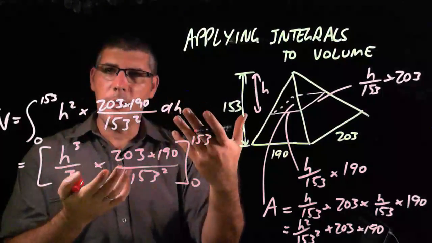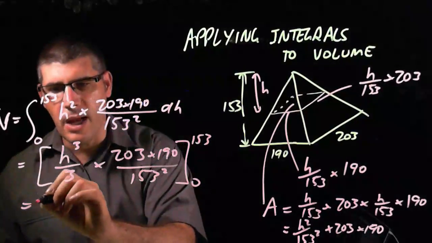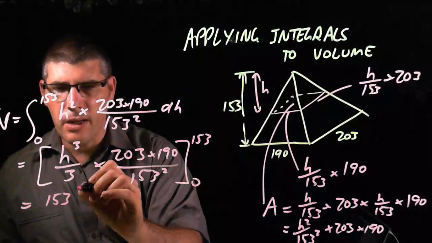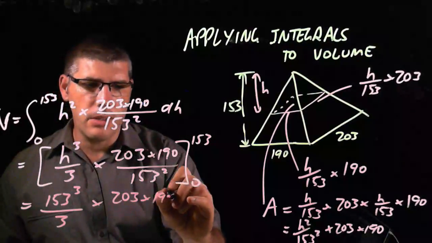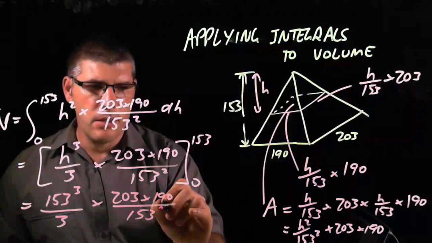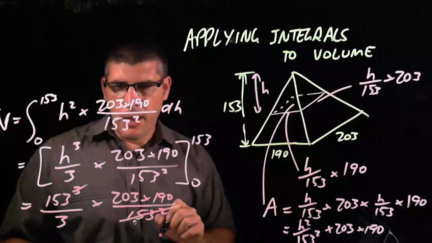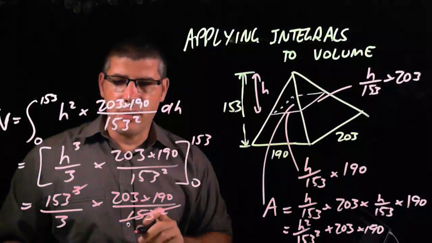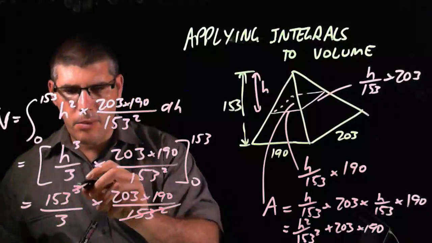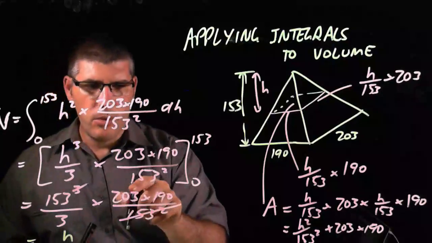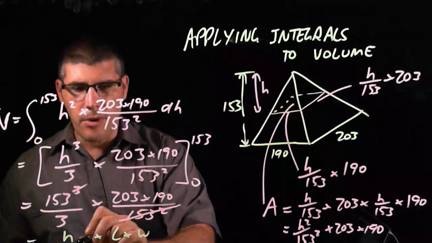So now we substitute in the upper bound minus the lower bound. The lower bound is 0, so 0 times all this is just going to disappear. So we only really need to substitute in the upper bound. So we should get 153 cubed all over 3 times 203 times 190 all over 153 squared. Well, that's cool because we can delete that one and it's going to cancel with 2 of those, and we're almost there. I look at this, and I've got a few tricks happening here, because this 153, that was our height, and 203 by 190, that was my length by width, and we're dividing the whole thing by 3.